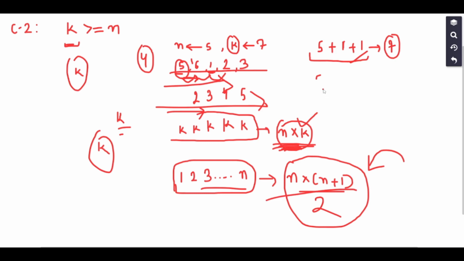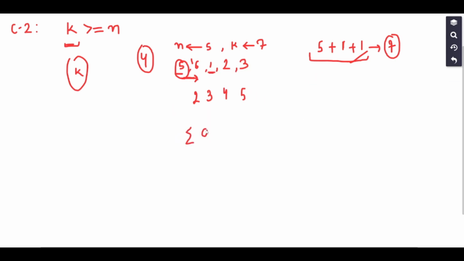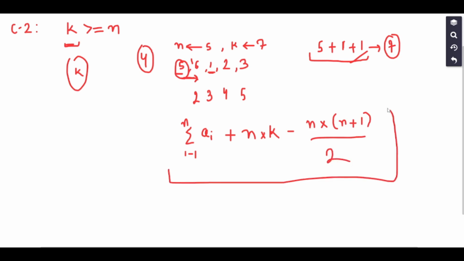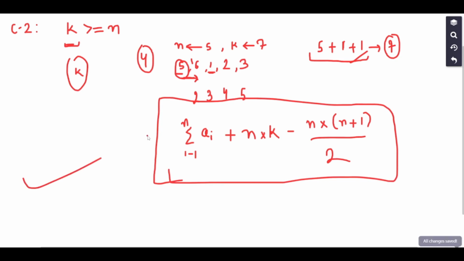So the equation for this test case would be the sum of all elements in the array, where i goes from 1 to n, plus the total mushrooms which I can add after k moves, minus the number of mushrooms which I won't be able to eat. Okay, so that is the equation for this test case. This is one of the ways to think about this case.